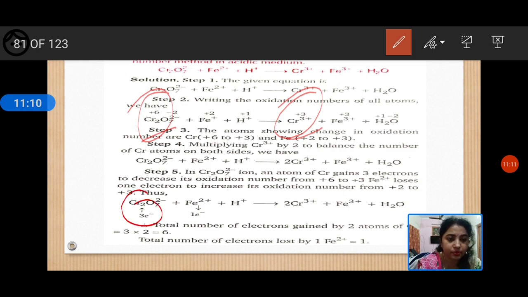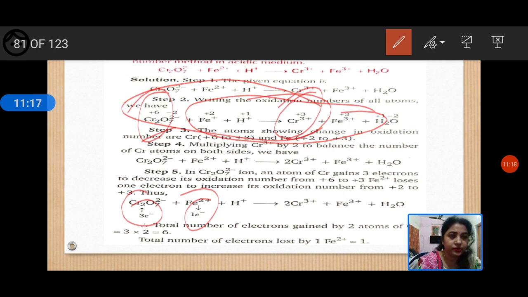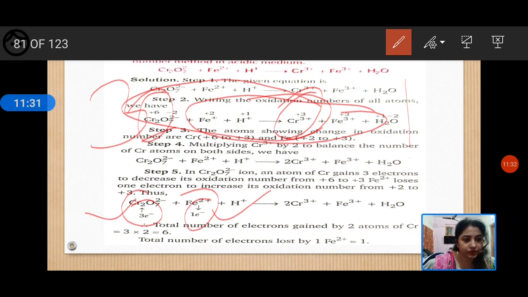So the change in number of electrons we can find out. 6 to 3 here, and here 3, here 1. So this is mentioned here: 3 electrons, 1 electron. Total number of electrons gained by 2 atoms of chromium: one chromium gains 3 electrons, second chromium also gains 3 electrons, so total it will make 6 electrons. And iron is one atom, so it will show only 1 electron.